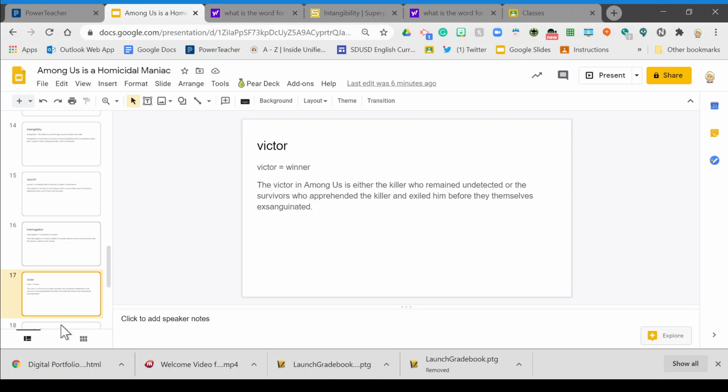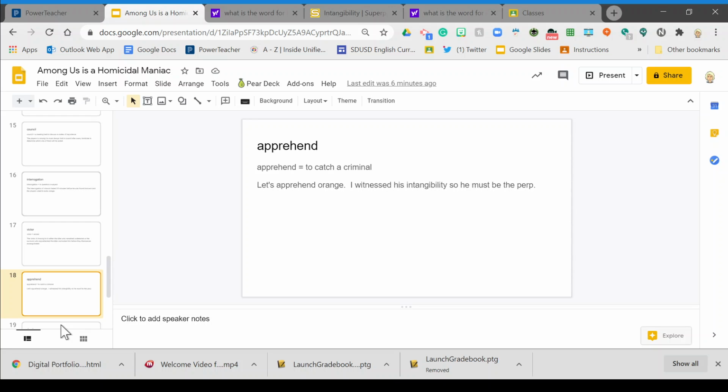Victor. The victor is the winner. The victor in Among Us is either the killer who remained undetected or the survivors who apprehended the killer and exiled him before they themselves exsanguinated. Apprehend. Apprehend means to catch a criminal. Let's apprehend Orange. I witnessed his intangibility, so he must be the perp.